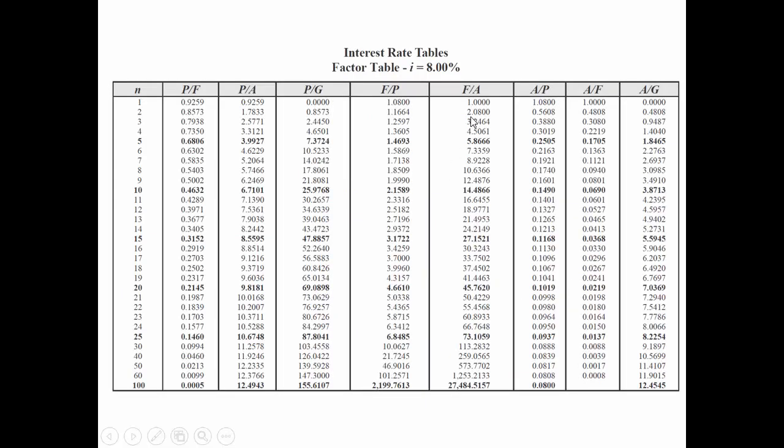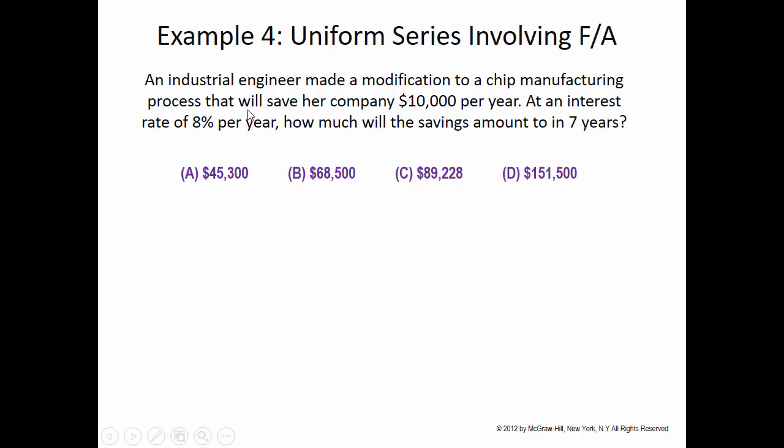All right, so here's the 8% table, the column for find F given A or find A given F. So we just go for whatever interest rate we've got to the page that applies, and then the row would correspond to the number of periods that annual amount is recurring.